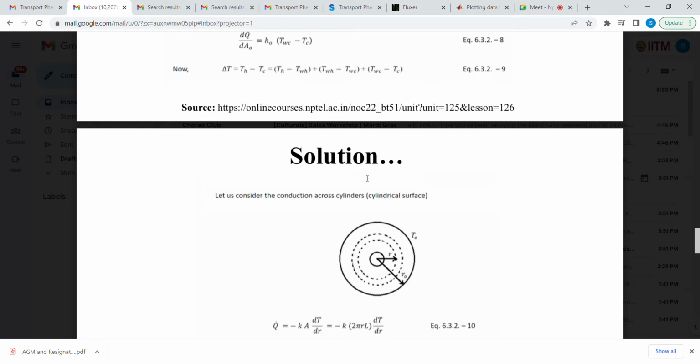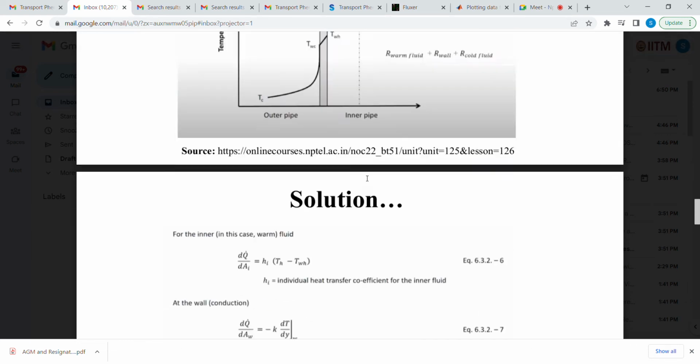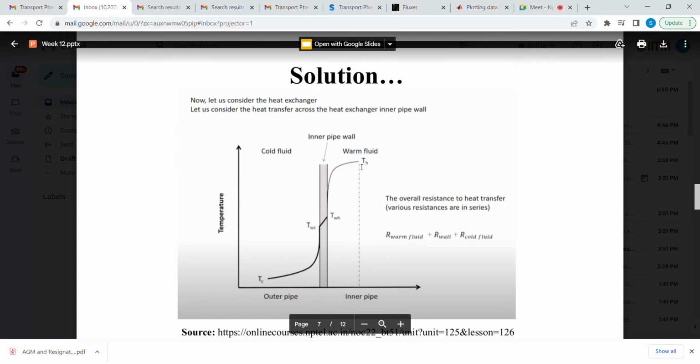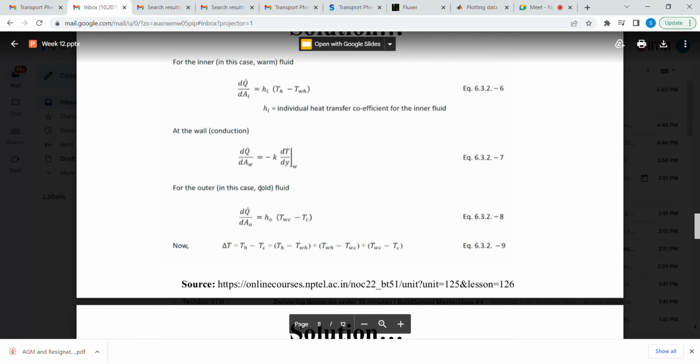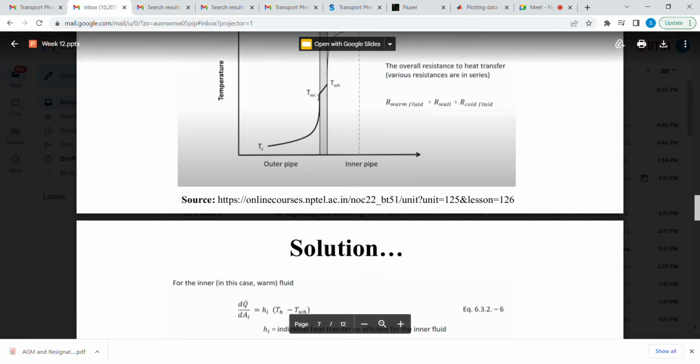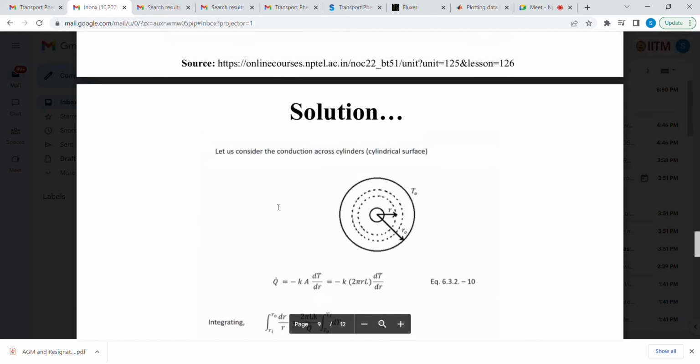Okay, now let's consider the conduction across the cylinders. So now we looked at the conduction here, this one. These two are not conduction, this one is the conduction, right? So we are going to look at this. So how do you look at this? We derive a shell balance.